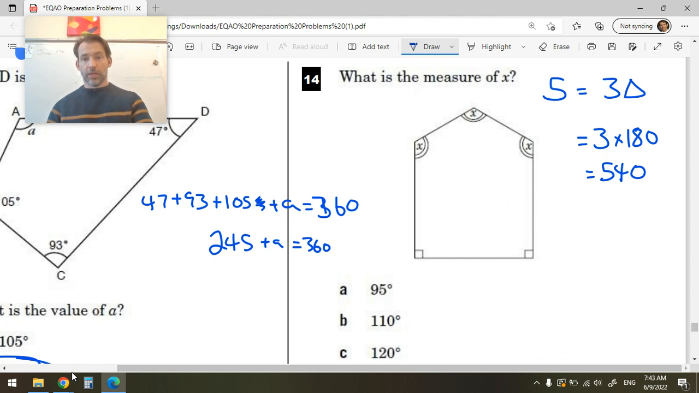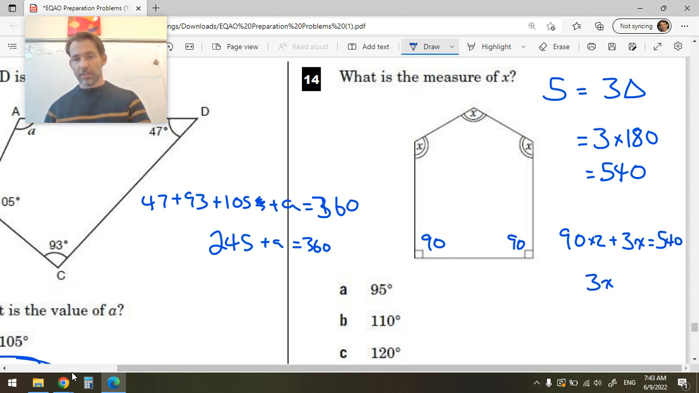Okay, so here we go. These are 90 degrees each. So 90 times 2 plus 3x equals 540. Then you have 3x equals 540 minus 180, since 90 times 2 is 180. 540 minus 180 is 360. So x is equal to 120.